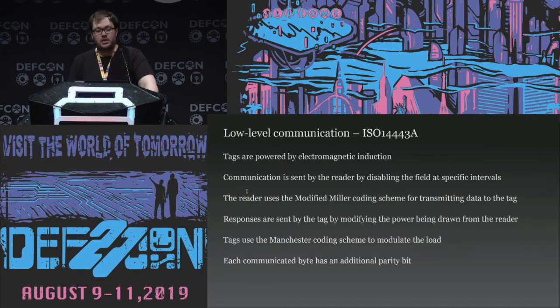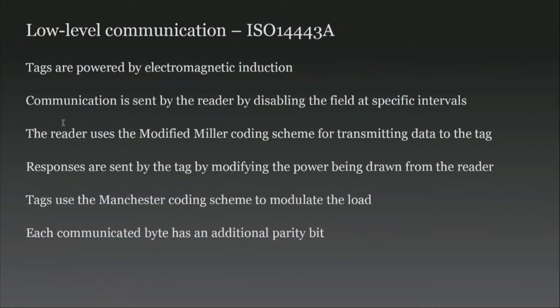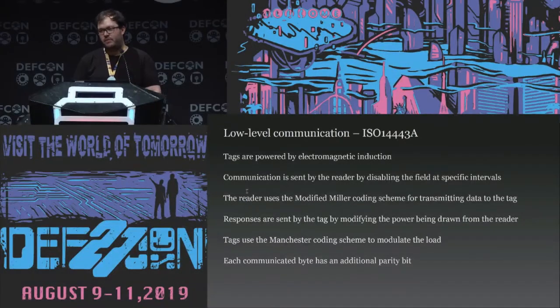Low-level communication basically works on ISO 14443A by powering the tags with electromagnetic induction, literally powering the device with the same mechanism it's using to communicate with it. Communication is performed by cutting power to the tag every so often, in a fast enough manner that it doesn't turn off the tag, but allows it to receive data. The responses are performed by the tag by modulating the amount of power being drawn from the reader, essentially modulating on that in order to send responses. It's sort of a one-way communication by drawing more power from it.